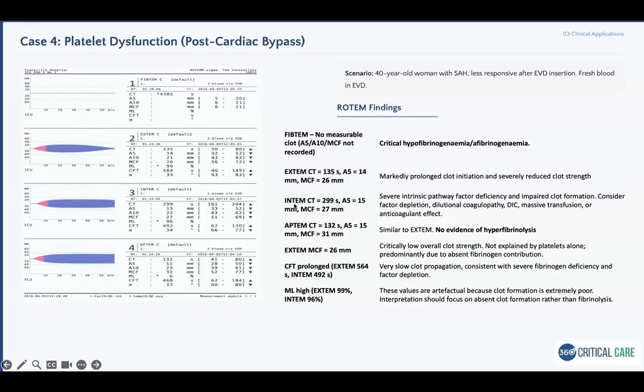Severe intrinsic pathway factor deficiency, because the CT is very prolonged in INTEM. So you may need to give other products including FFP. Now APTEM, you see the APTEM clotting time gets corrected from 299 to 132, which means that there is no evidence of hyperfibrinolysis. You can see the lysis is only 6. With the APTEM, this is only 6%. So no significant finding of hyperfibrinolysis.